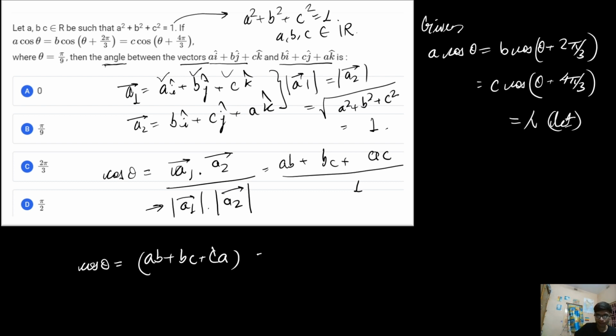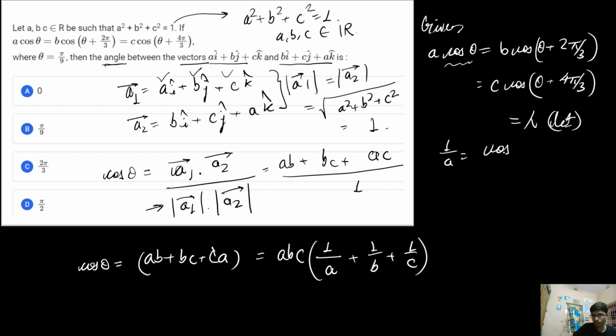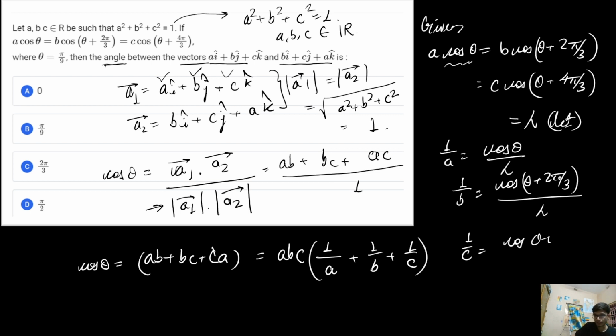So from here I can do one important thing, that is I can take a, b, c common out, and in doing so I have to multiply with 1 by a plus 1 by b plus 1 by c. So from this particular scenario if you try to calculate 1 by a, it will basically be cos theta by lambda. Similarly 1 by b will basically be cos of theta plus 2 pi by 3 divided by lambda. From here again 1 by c will basically be cos of theta plus 4 pi by 3 divided by lambda.